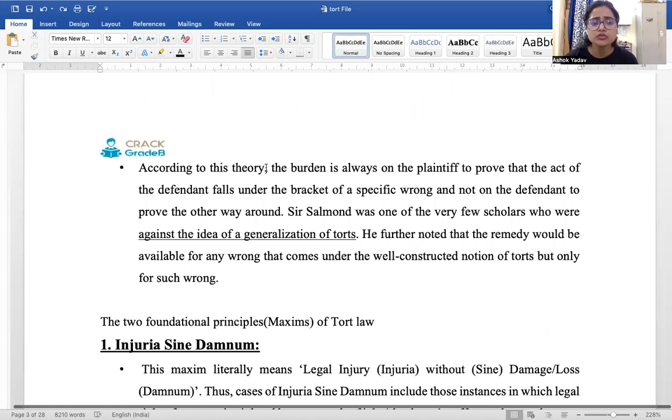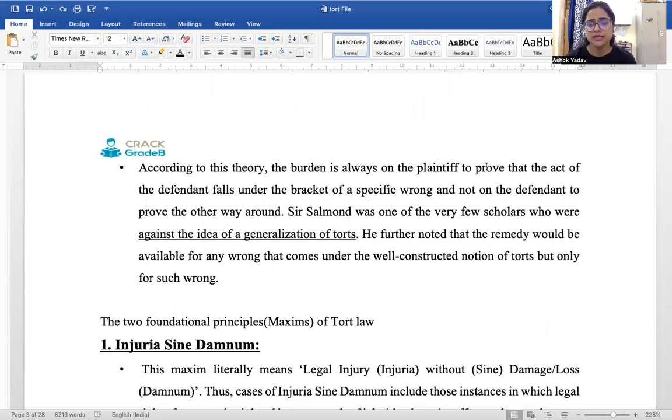According to this theory, the burden is always on the plaintiff to prove that the act of the defendant falls under the bracket of a specific wrong, and not on the defendant to prove the other way around. Sir Salmond was one of the very few scholars who were against the idea of generalization of torts. He further noted that the remedy would be available for any wrong that comes under the well-constructed notion of torts, but only for such wrong.